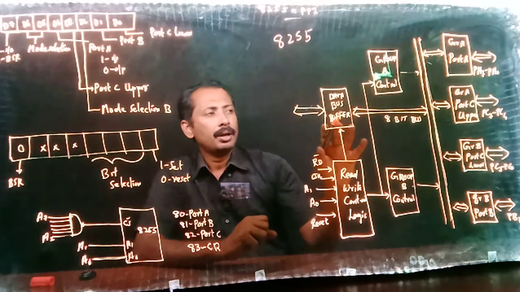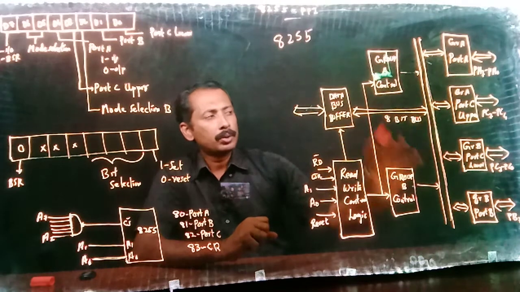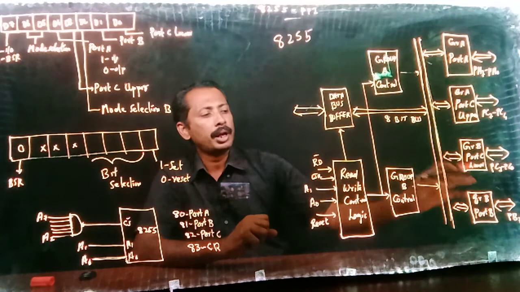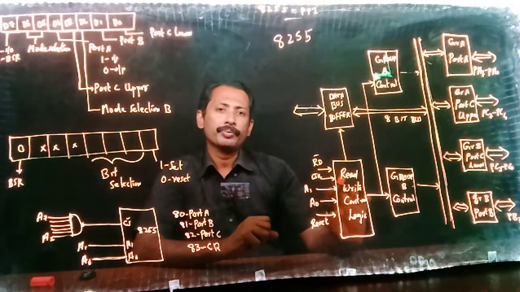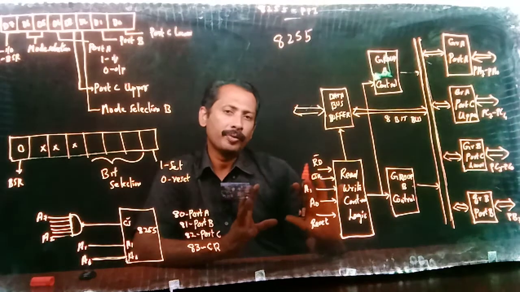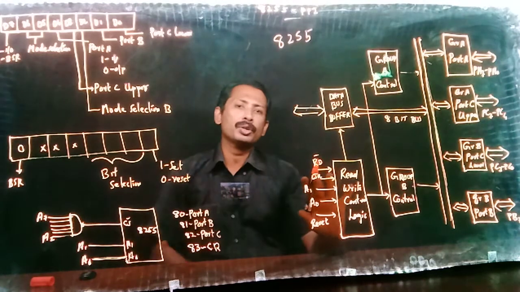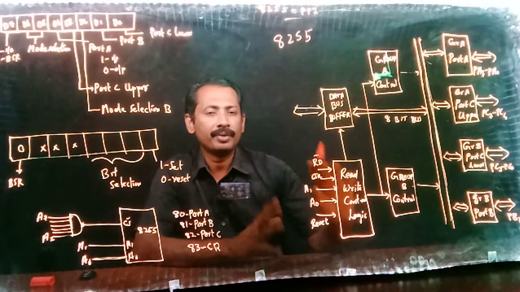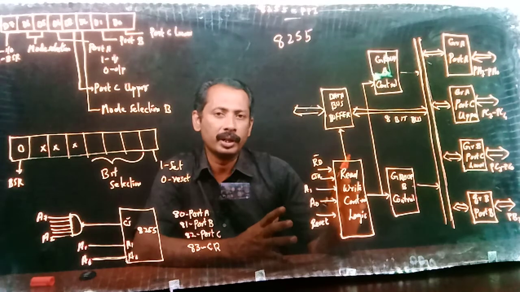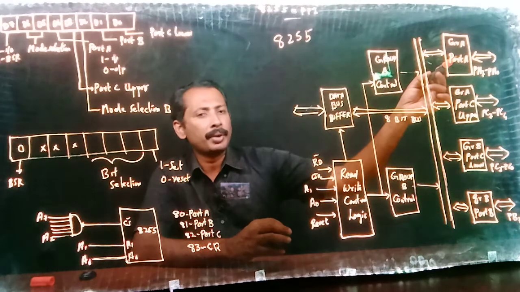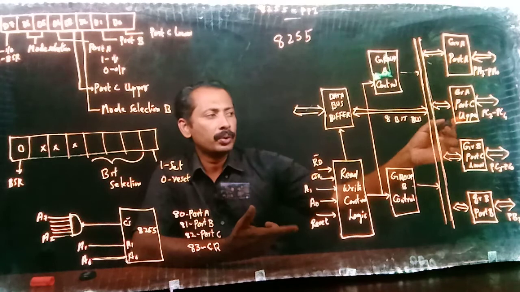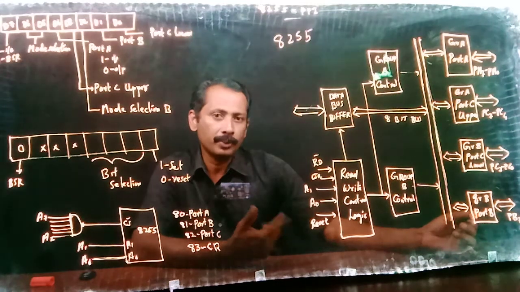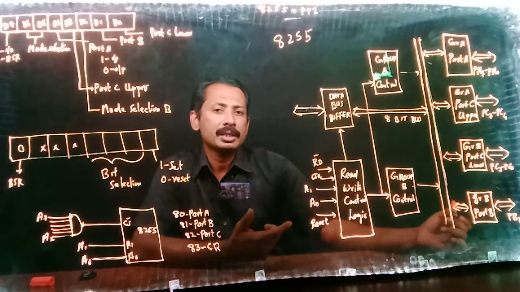So as a whole we can say that this has 3 ports and a control register. Okay. So we need 4 addresses for referring to these 4 separate blocks. For referring to the control register, we need 1 address. For referring to port A, we need 1 address. For port B and port C, we need separate addresses.